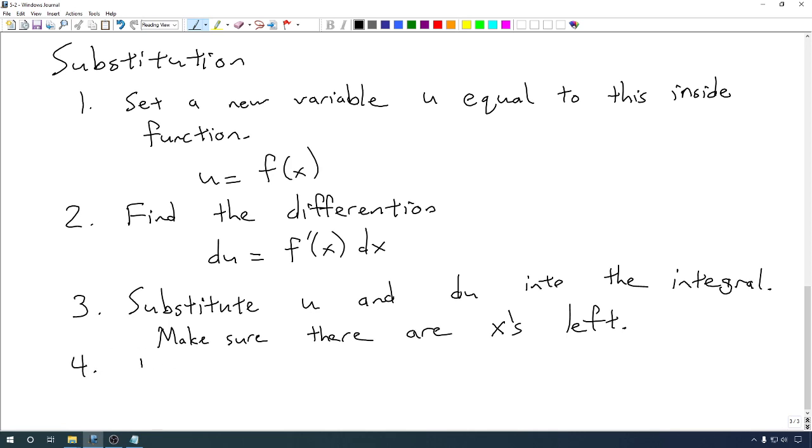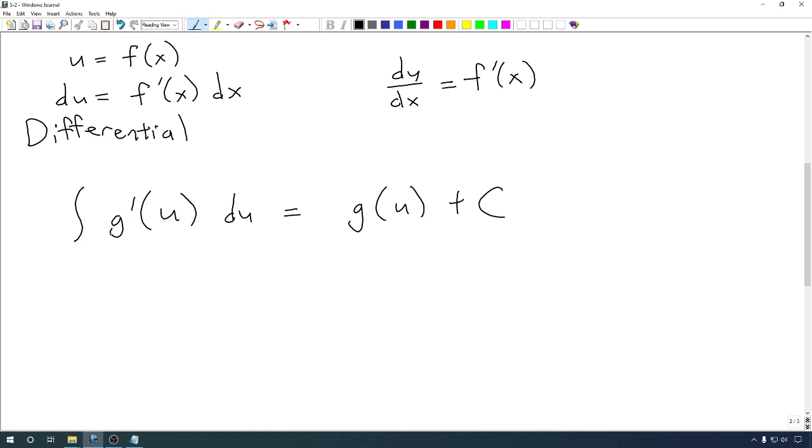Step 4, integrate with respect to u. So theoretically, at this point, you've got it down to the integral of g prime. Hopefully, you can actually see what this function is as the derivative of another function, and you can actually do the integration. But it's basically going from what we have over here in terms of u and just actually doing the integration part.